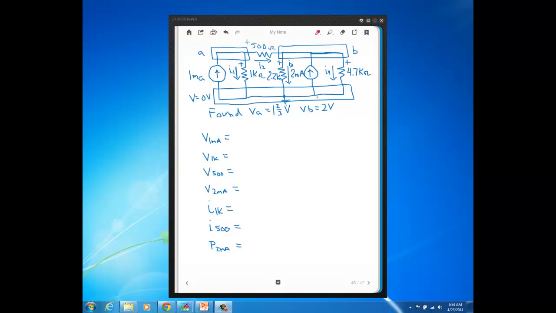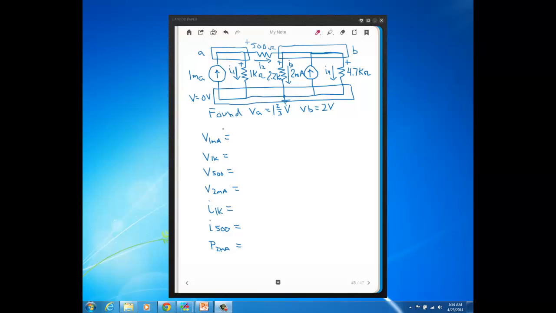So, equally important as solving simultaneous equations is, once you have the answers for those previously unknown node voltages, taking those quantities that are now known and applying them to the circuit to find out anything you want to know as far as voltage, current, or power for the elements in that circuit. So let's go ahead and find these various quantities here that I have listed.